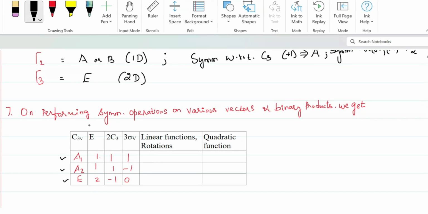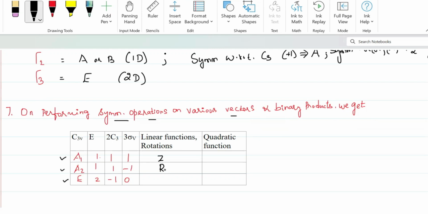And further, we can perform the symmetry operations on various vectors, as we said, for x, y, z, as well as the binary products. Then we can also get the irreducible representations for these bases. That can be evaluated in a separate session. But here we are summarizing. On performing the symmetry operations on the Z vector as a base vector, we get the irreducible representation with characters 1, 1, 1.